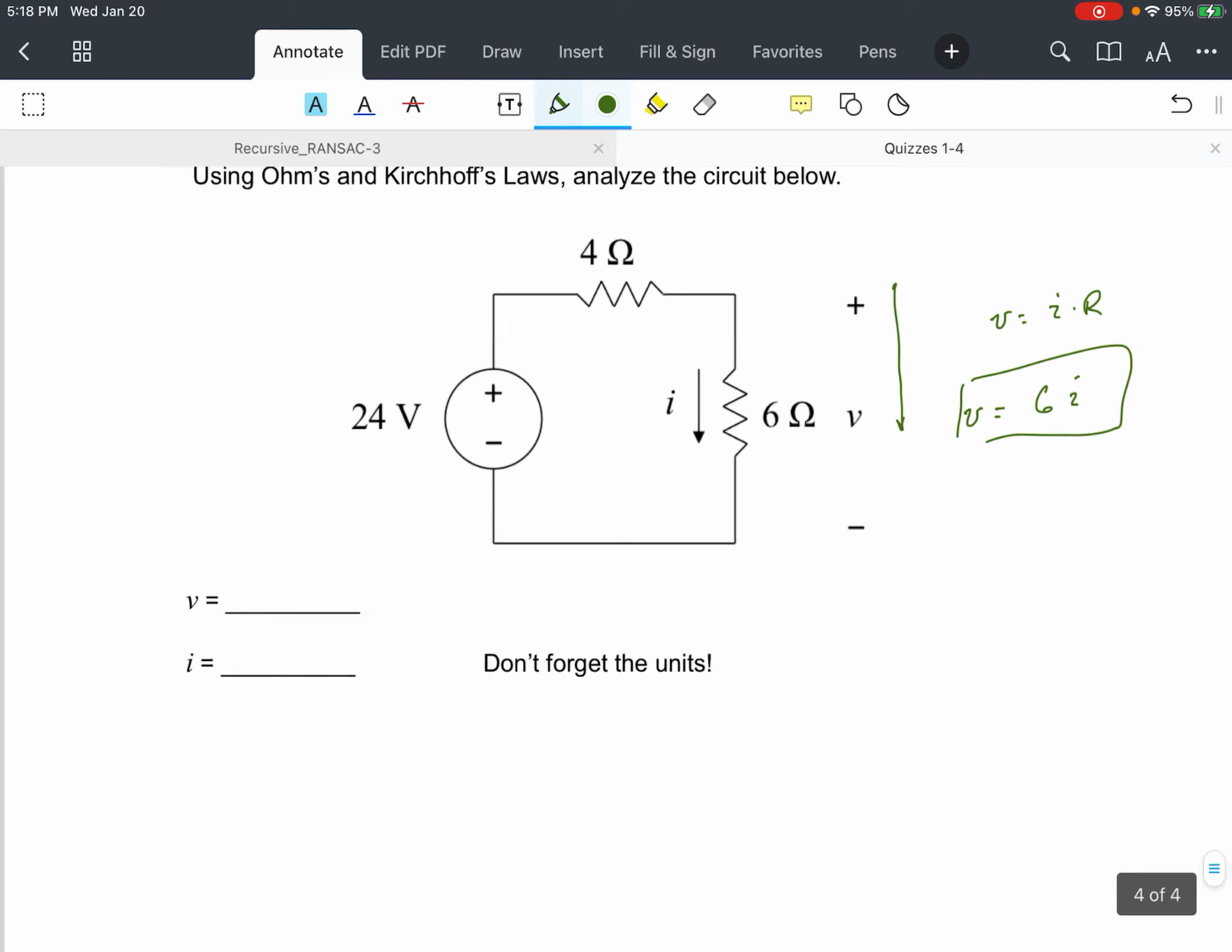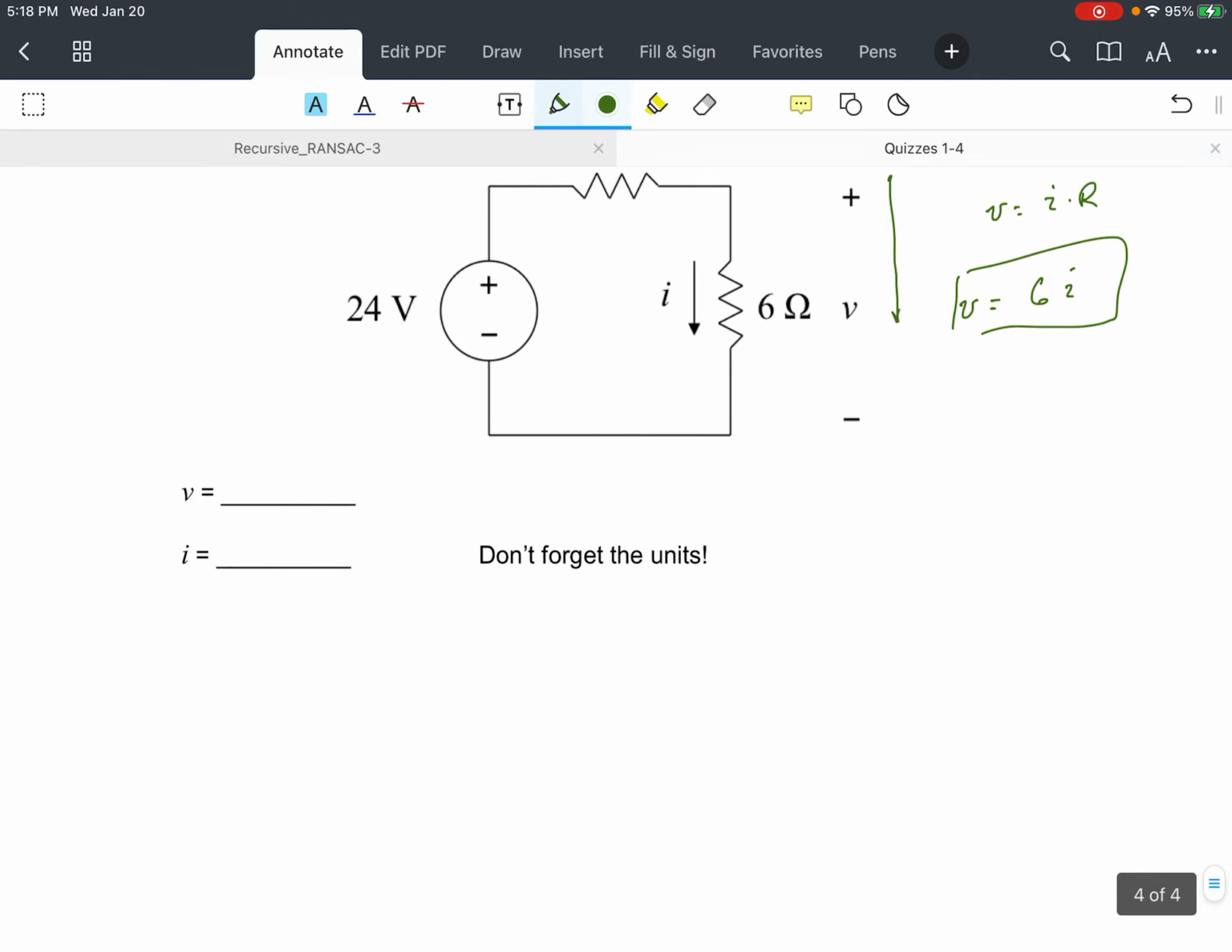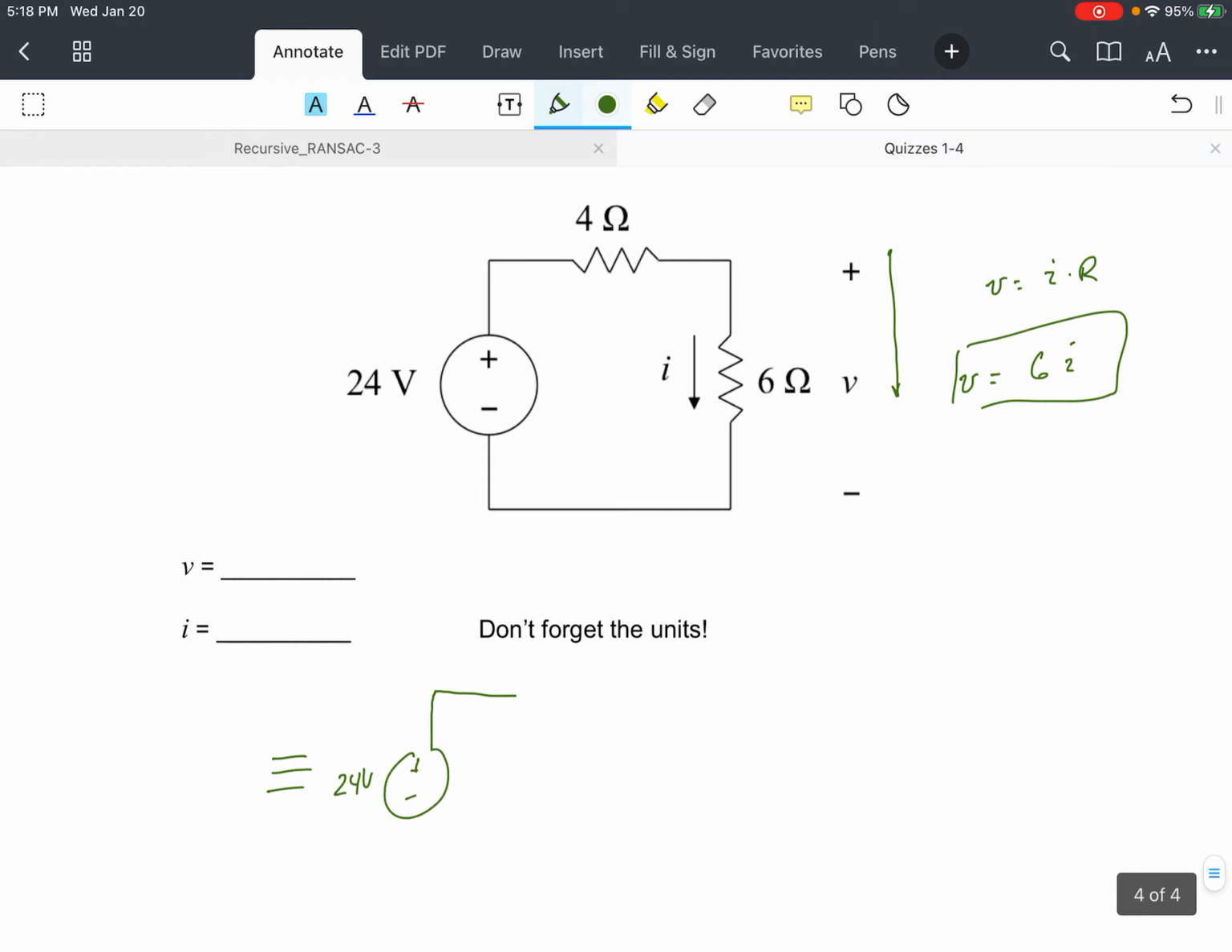Now the easiest way to figure out I is to notice that this circuit is equivalent to the following circuit, 24 volts, and then we're going to combine these two resistors in series. So this is equivalent to a resistor in series. Since they're in series, the R equivalent is going to be 4 plus 6 equals 10 ohms. So this is like having a 10 ohm resistor.